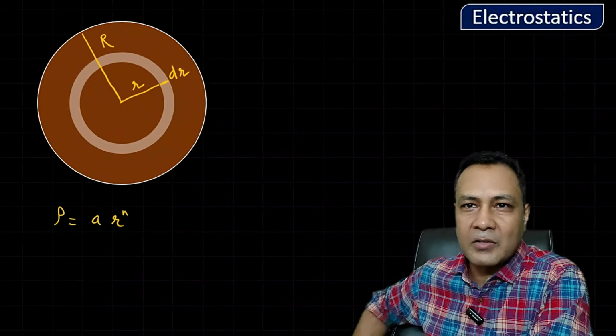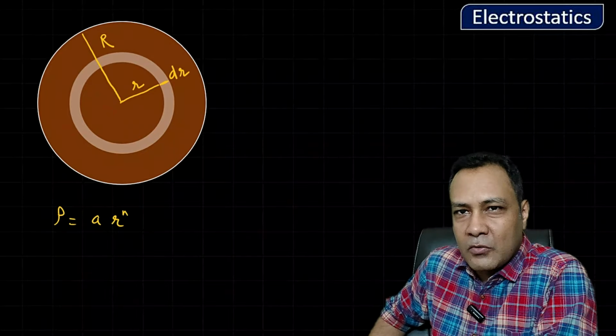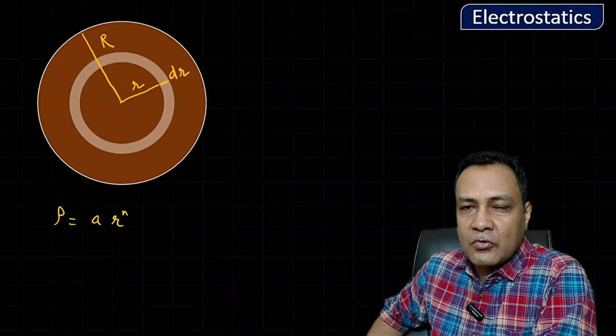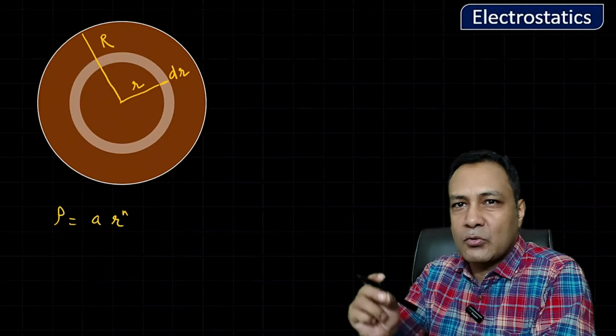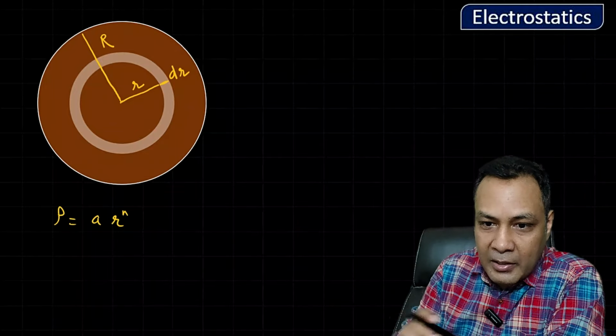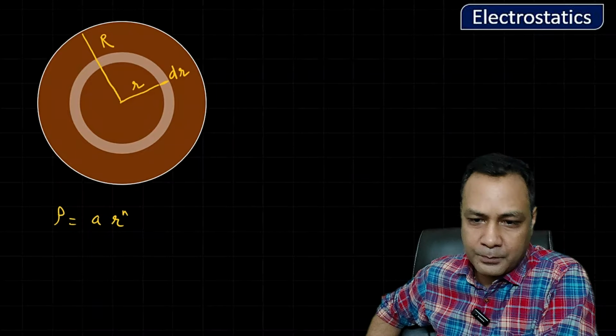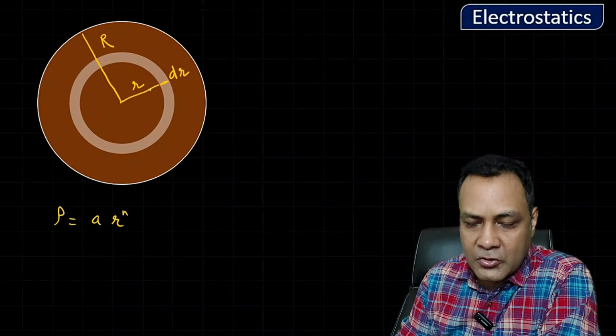So this is a shell of thickness dr, but dr is very small. This is a very thin shell. So if I take this r from 0 to capital R, through this shell I can construct that whole sphere. Now what is the volume of the shell?